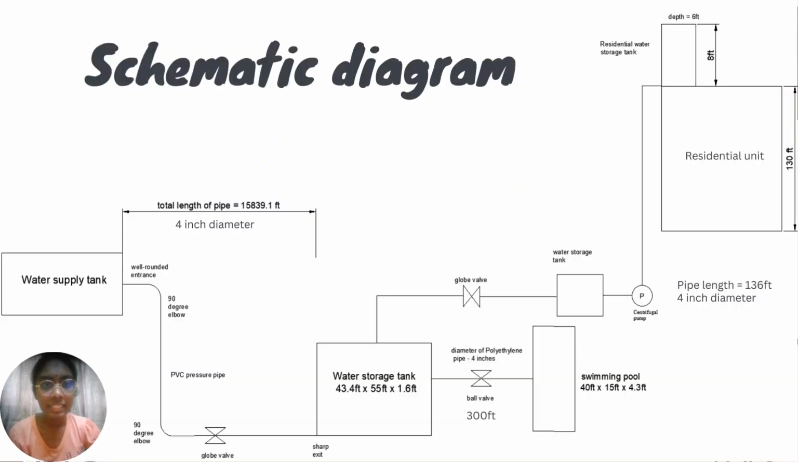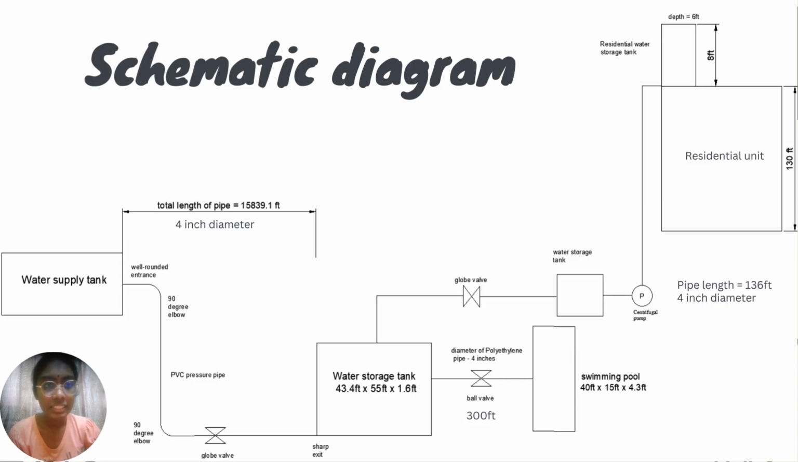This is the schematic diagram for this project. It starts with the water supply tank. A total length of 15,839.1 feet of PVC pipe with a diameter of 4 inches is attached to it. The pipe begins with a well-rounded entrance, two 90-degree elbows, continues with the globe valve, and the pipe ends with a sharp edge at the water storage tank for that area.